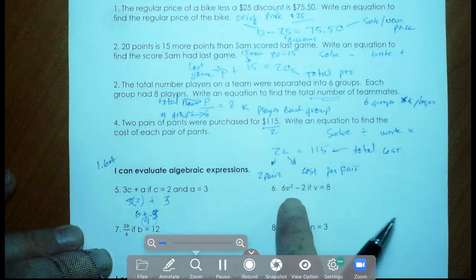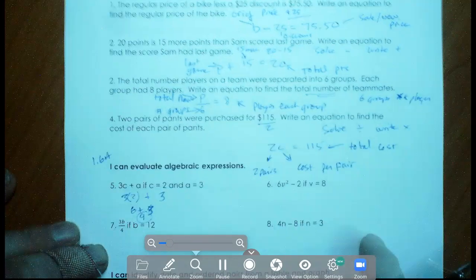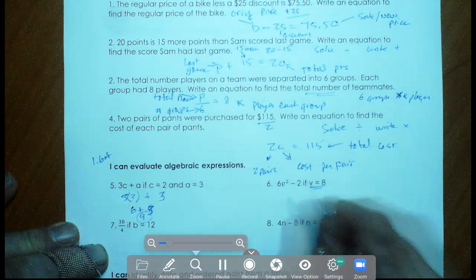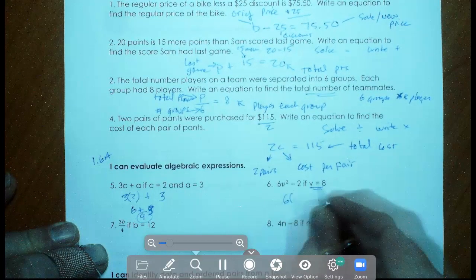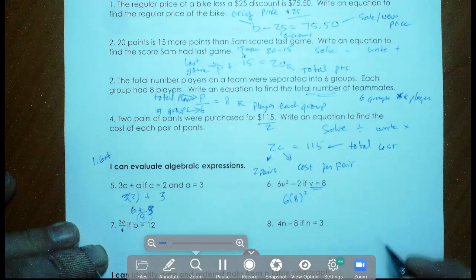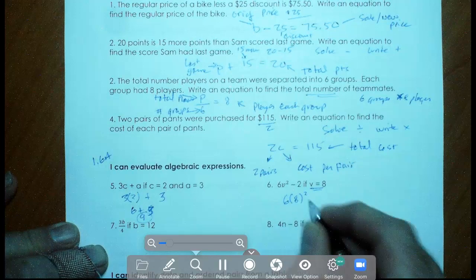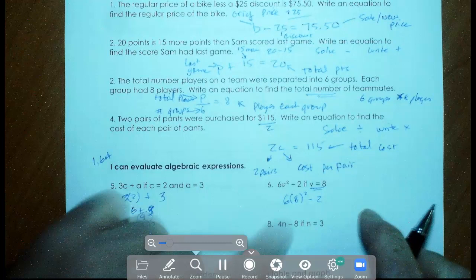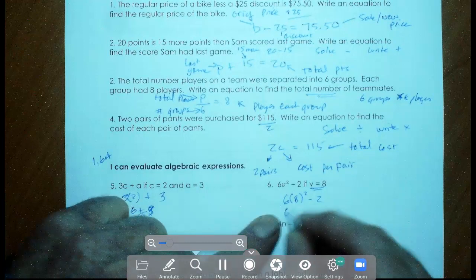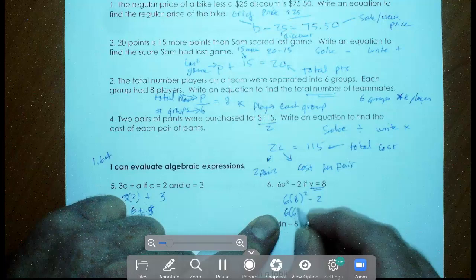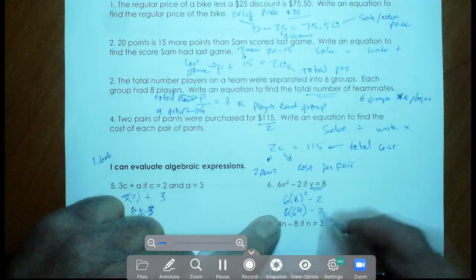So now we have to change these around. We have V is equal to 8. So now we have 6, and I'll put the V. I always put it in parentheses. It'll make your life much easier. So 6V squared minus 2. So V squared is really 8 times 8. So 6 times 64 minus 2.